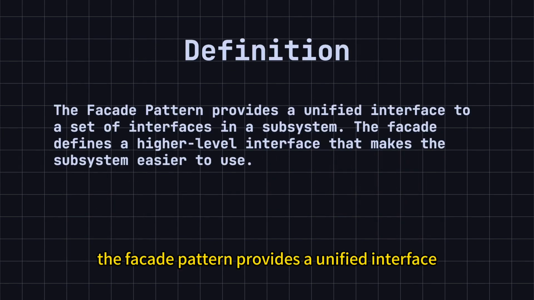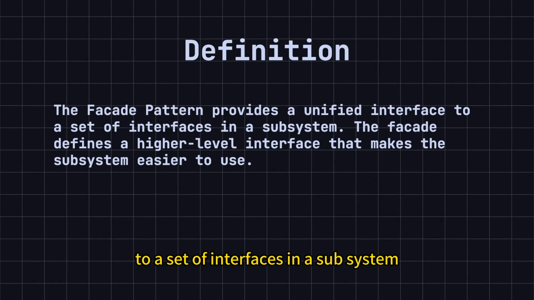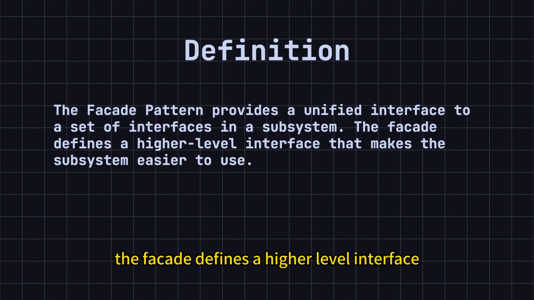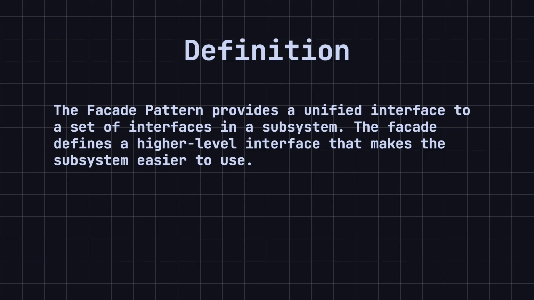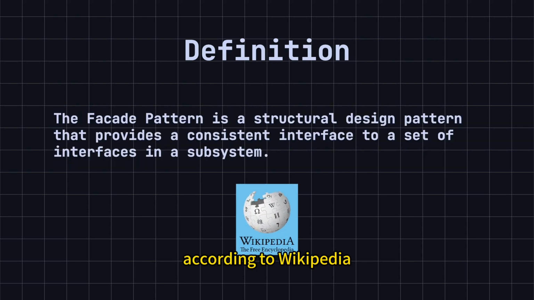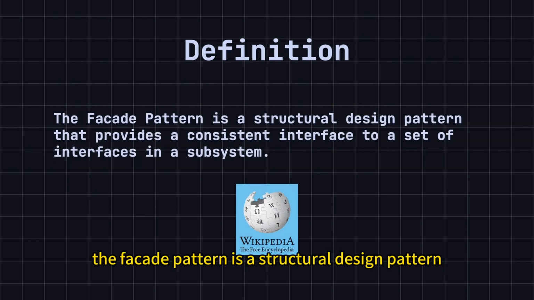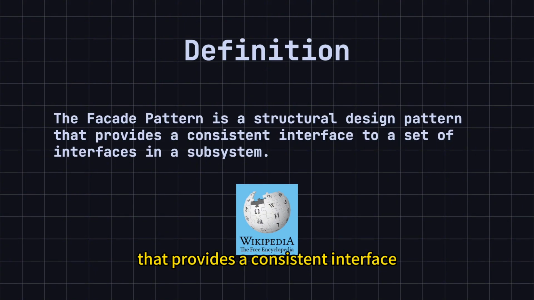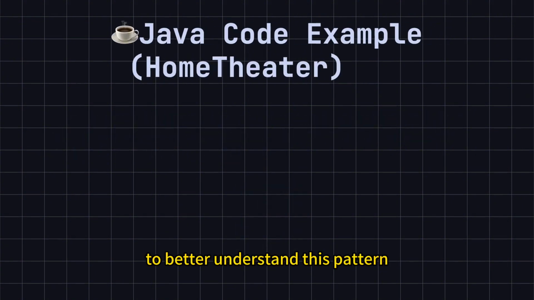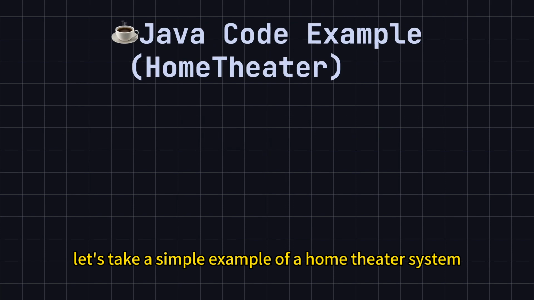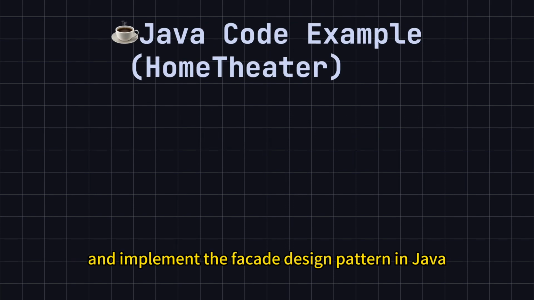Simply put, the facade pattern provides a unified interface to a set of interfaces in a subsystem. The facade defines a higher-level interface that makes the subsystem easier to use. According to Wikipedia, the facade pattern is a structural design pattern that provides a consistent interface to a set of interfaces in a subsystem. To better understand this pattern, let's take a simple example of a home theater system and implement the facade design pattern in Java.